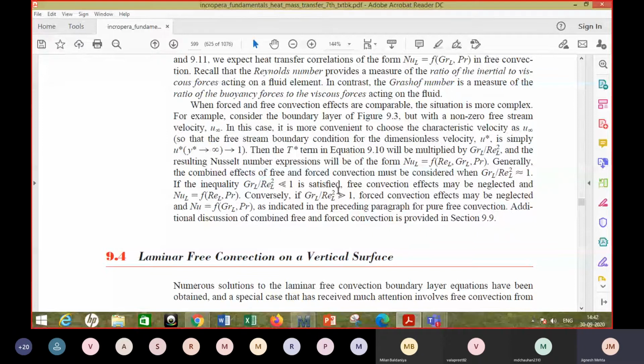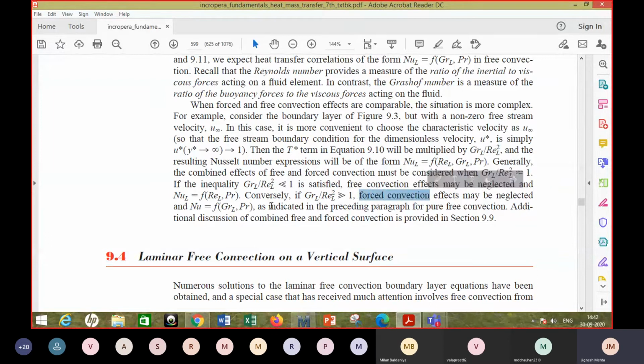And the opposite case is where the Grashof number upon the square of the Reynolds number is much higher than 1. It means that the Reynolds number is much smaller compared to the Grashof number. So in that case, you may consider it to be a case of free convection, and forced convection effects may be neglected.